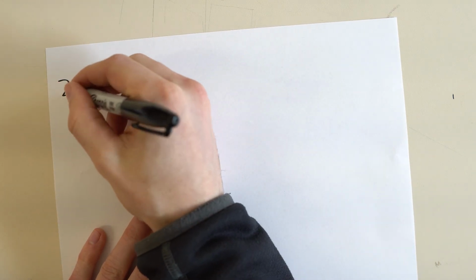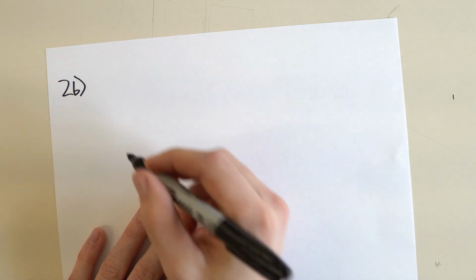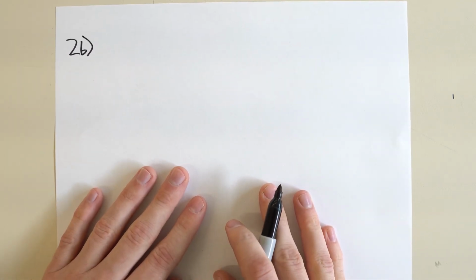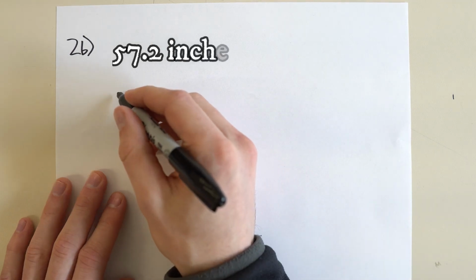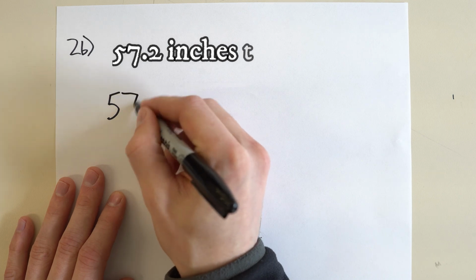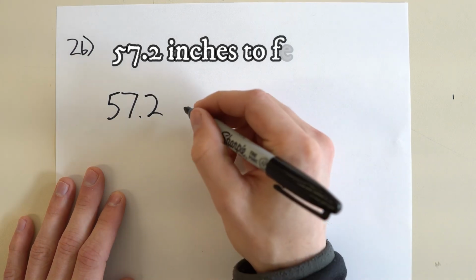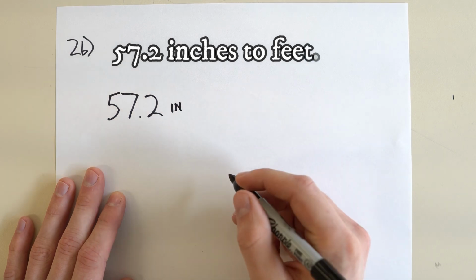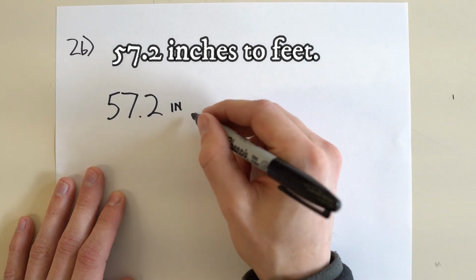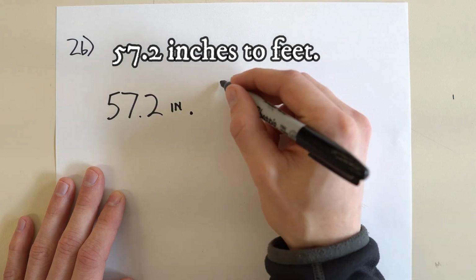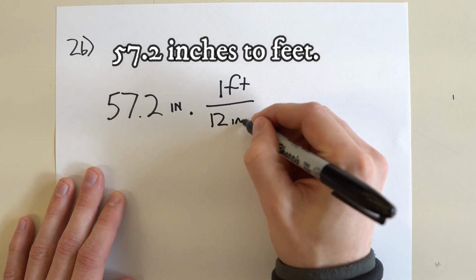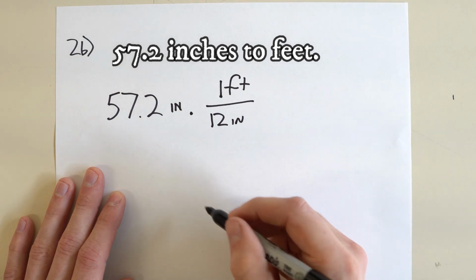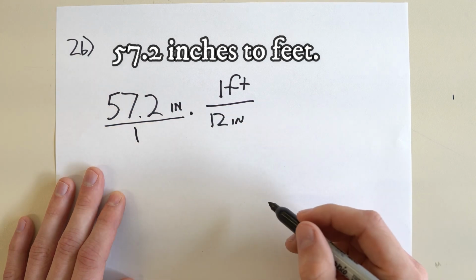So for 2B, it is asking us to convert 57.2 inches to feet. So we're starting with 57.2 inches, and we want to change that into feet. Our conversion factor here is going to be our desired unit, which is 1 foot, over our given unit, which is 12 inches. Now notice that these are equivalent. It's an equivalency. I always put this over 1.